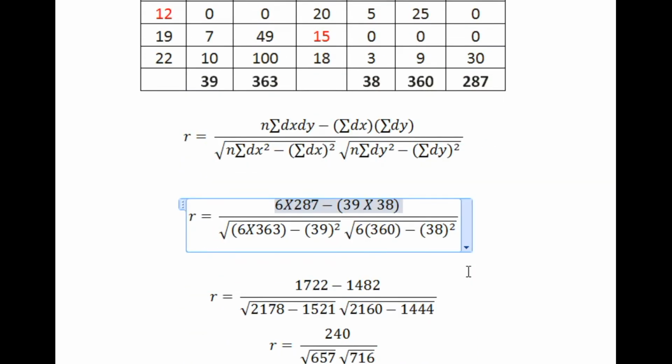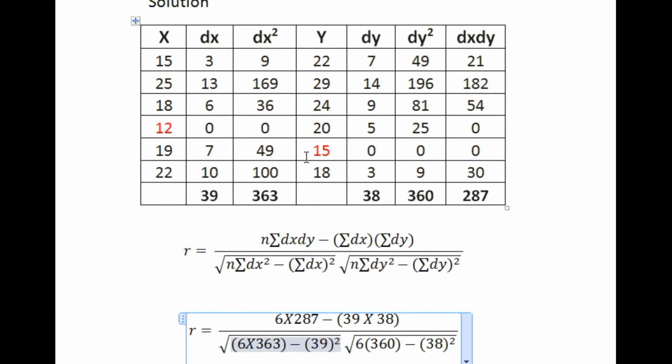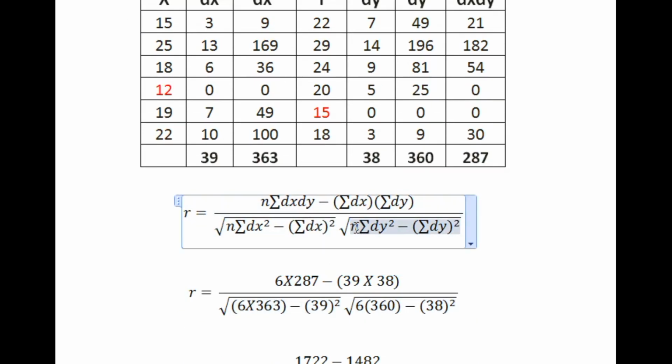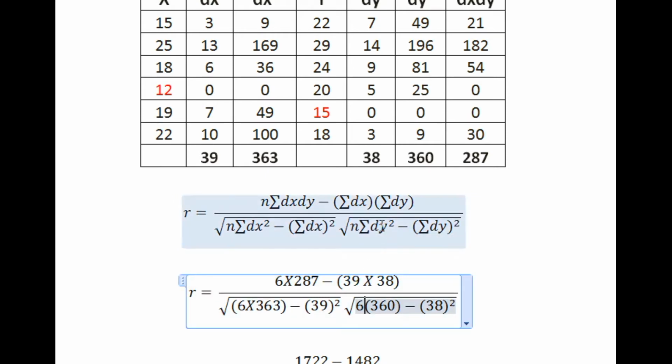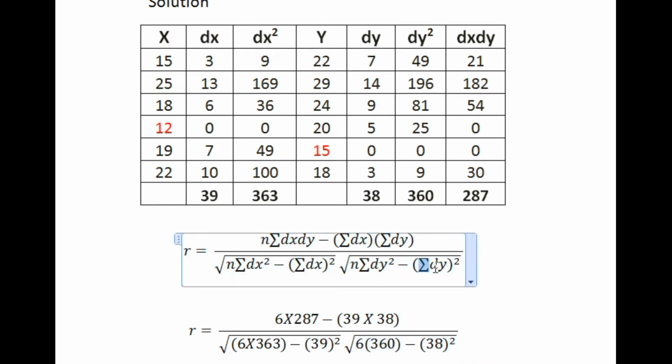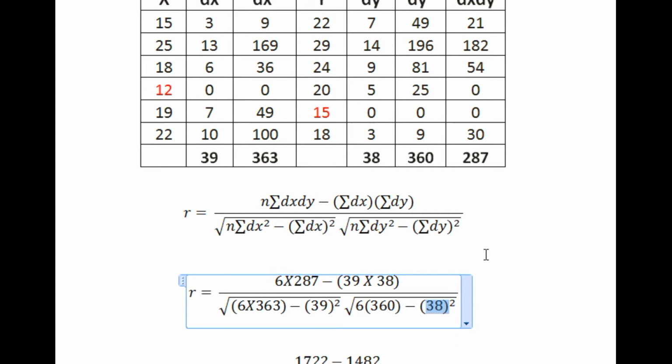Then n, which is 6, into summation of dx square, 363, minus summation of dx whole square. The summation of dx is 39, so this 39 is whole squared, into n, which is 6 here, the same as in the formula. Then summation of dy square is 360, minus summation of dy whole square. The summation of dy is 38, so 38 whole squared. Now you simplify this.